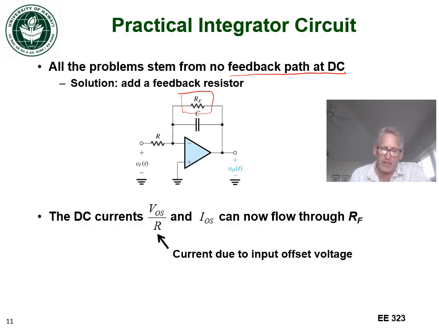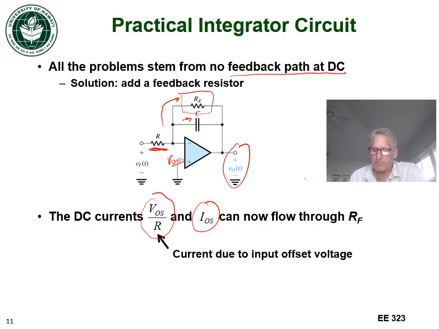The DC currents, we have this V offset over R, right? Because we have offset here. We have an I offset from the difference in the two base currents. Now they can flow through RF instead of through the capacitor. And this does generate an output voltage, but it's generally small. And so this is a much better solution than just leaving the capacitor on its own.